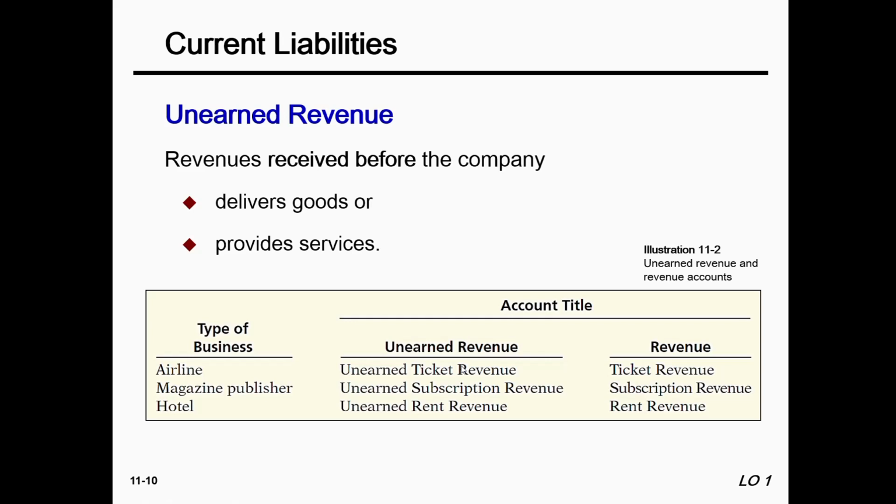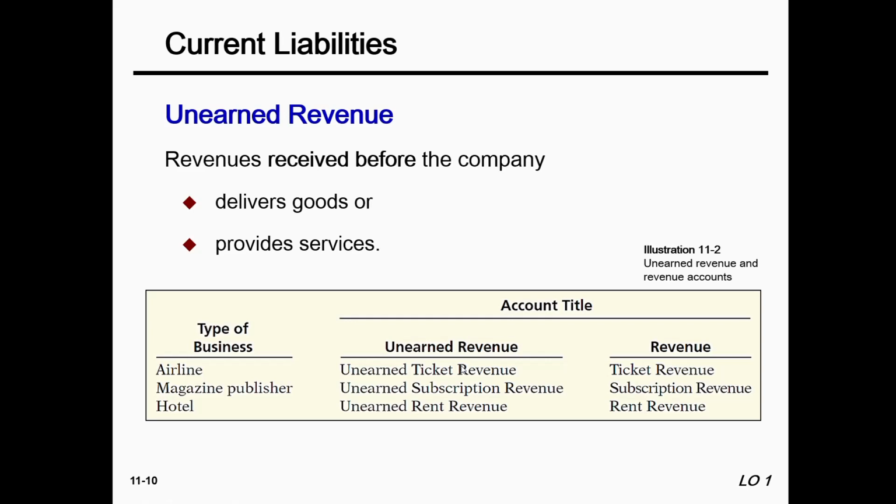Same is the case with magazine publishers. You subscribe to the magazine first, for an annual or monthly subscription. Once you subscribe, you pay the money to the company, though you have not received the magazine yet. But once the company delivers the magazine, they can record this unearned subscription revenue as subscription revenue.